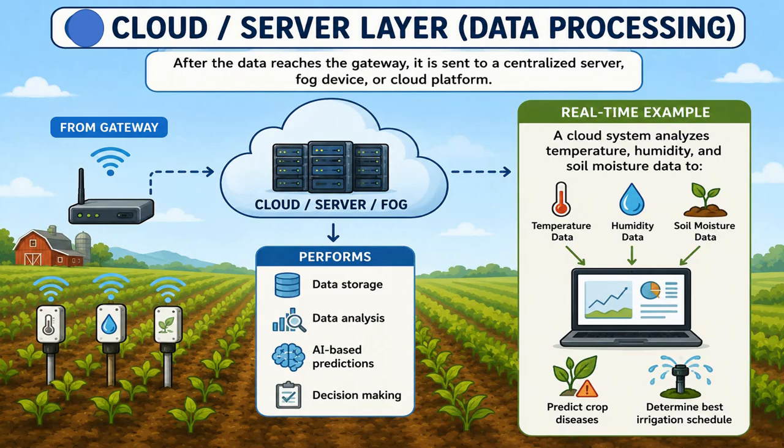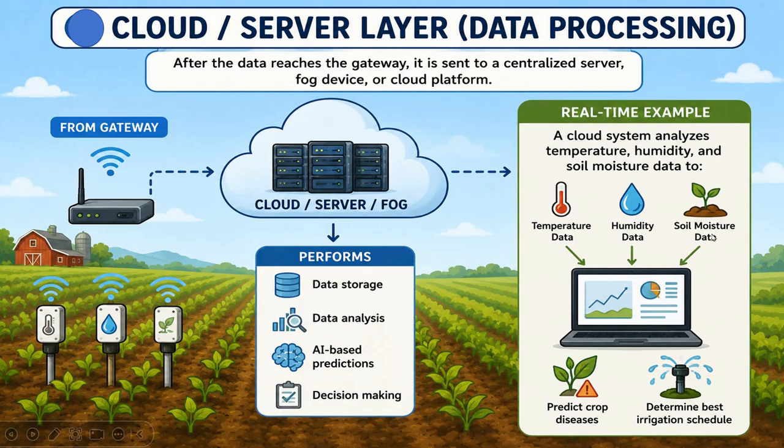Similarly, the cloud platform can analyze the soil moisture levels and weather forecast, and if rain is expected the next day, the system may recommend delaying irrigation to save water. So, if the soil becomes too dry, then it can automatically schedule the irrigation at the most suitable time.